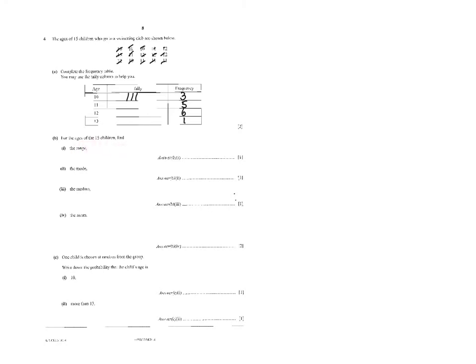For the ages of the 15 children, find the range. Now, what is the range? That is the largest number, take away the smallest number. So the largest number, age is 13, and the youngest kid was 10, so the range will be 3, 13 minus 10. What is the mode? So what is the age of the highest frequency? So that is a frequency of 6, so the mode is going to be 12.